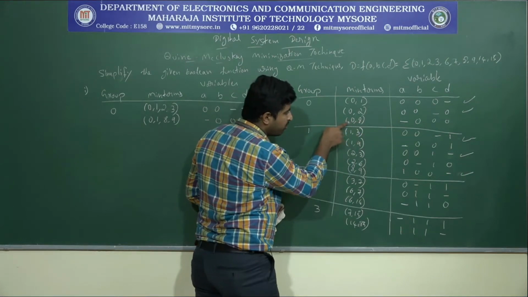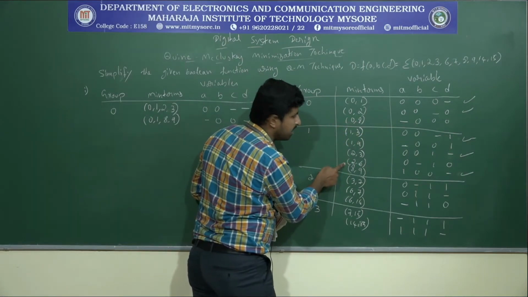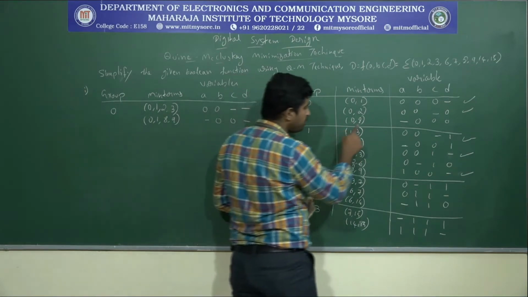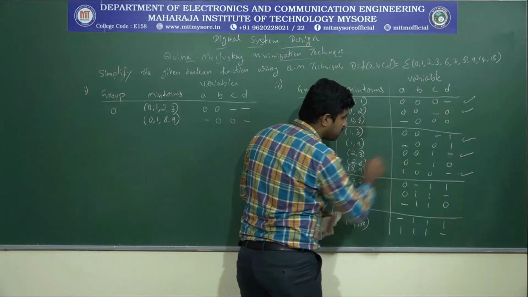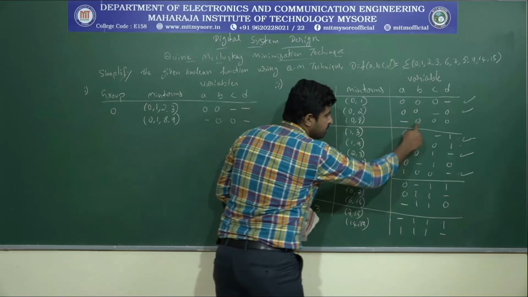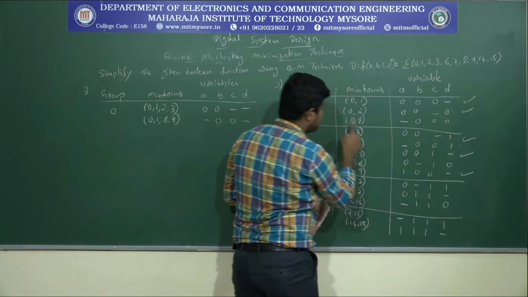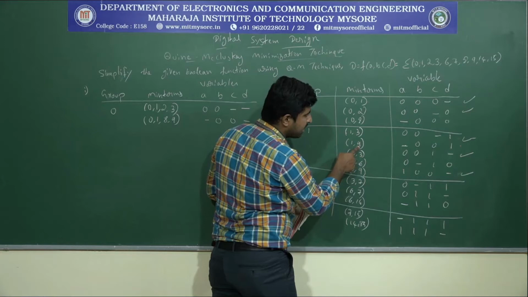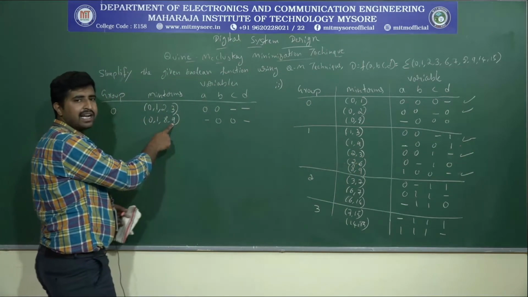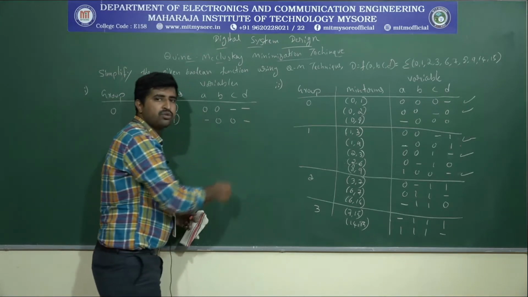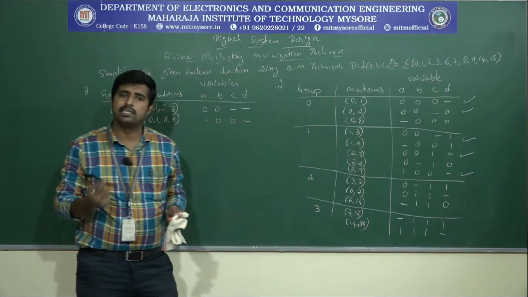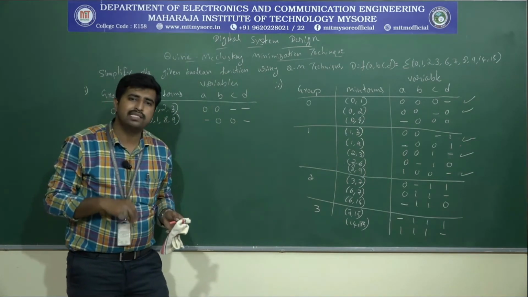Fine. Next, the 0, 8 group will be compared with the remaining mean terms in group 1. For 0, 8, the first position is a dash, so the possible grouping is this one: dash 0 0 1. That means 0, 8 with 1, 9. Again it is already covered, so again there is no need to write it down. Are you able to understand? If it is already covered, there is no need to repeat the same mean terms.